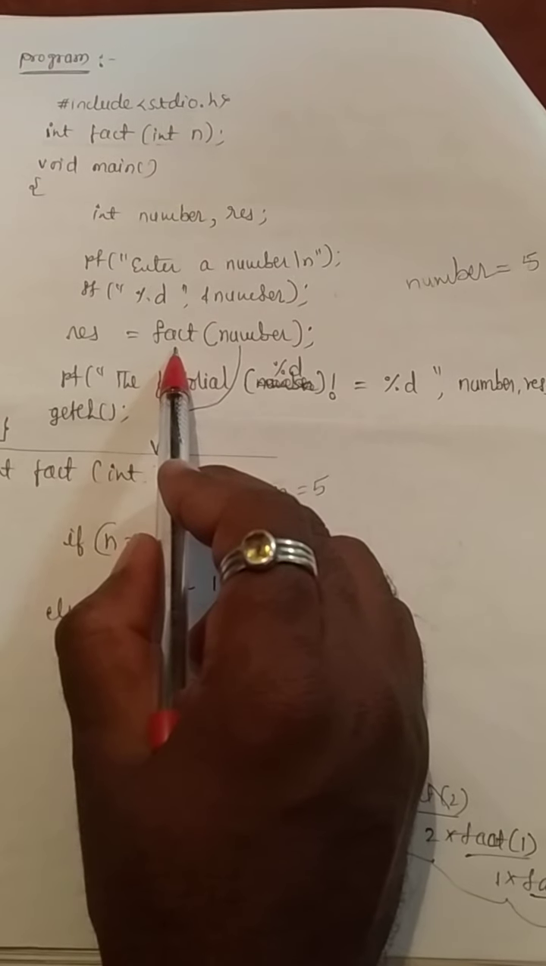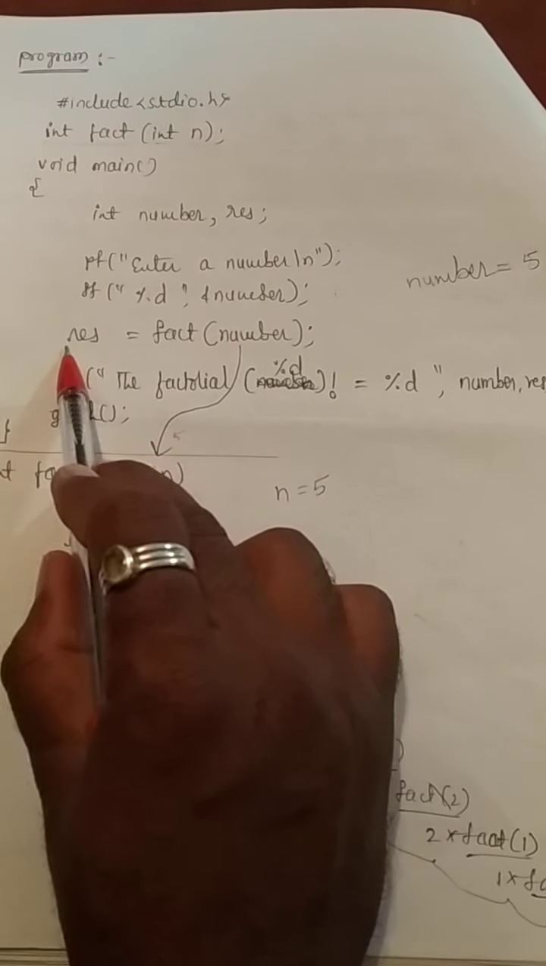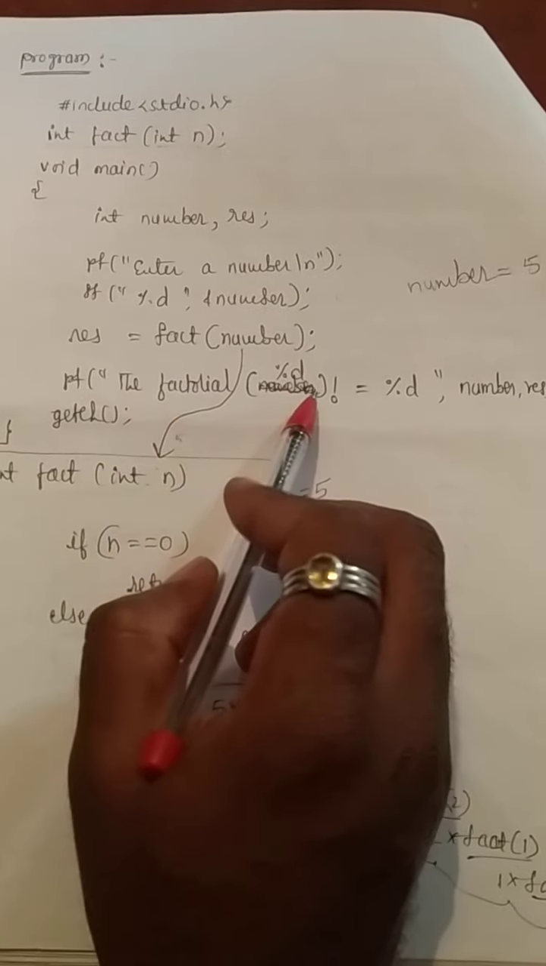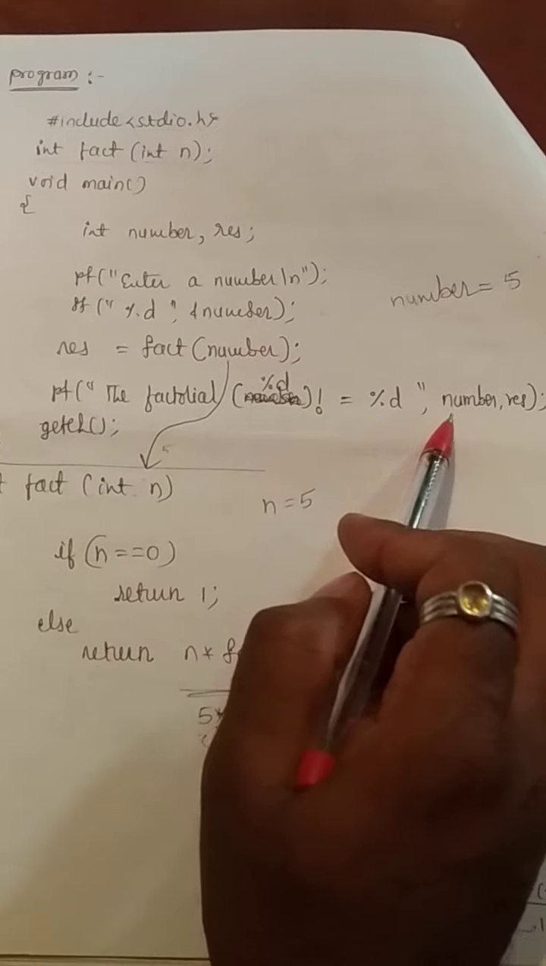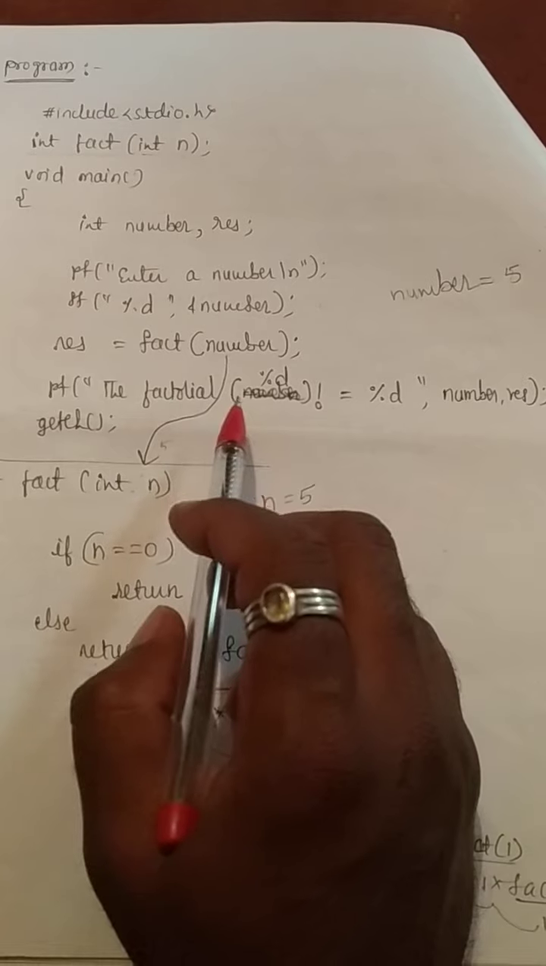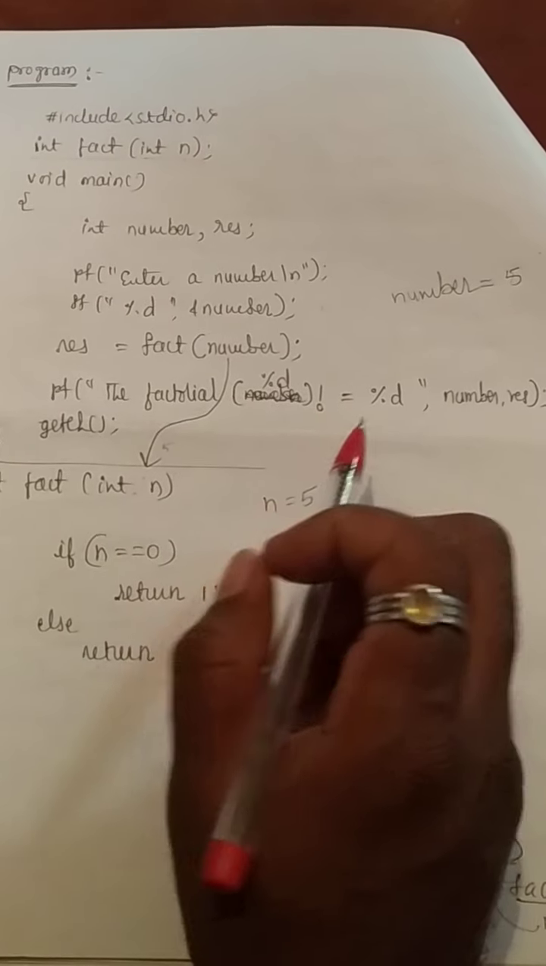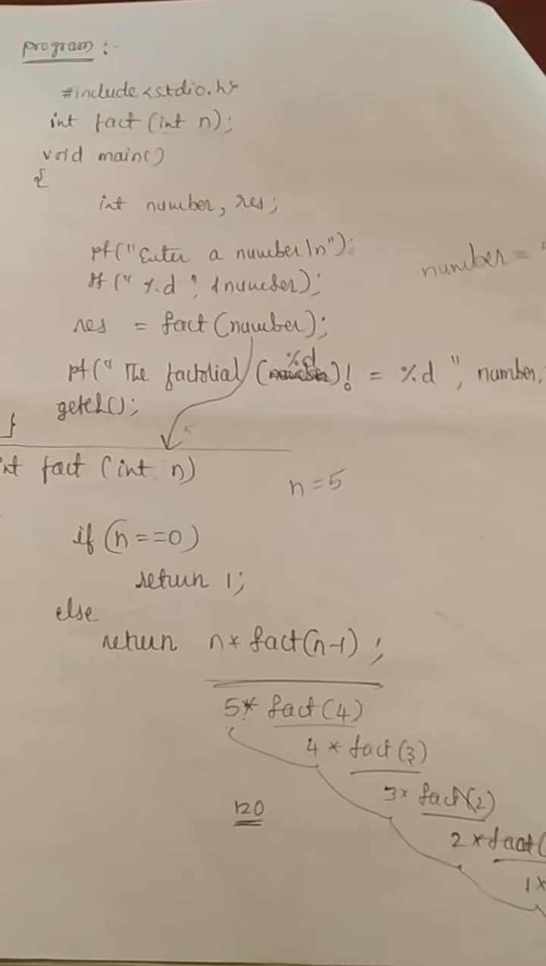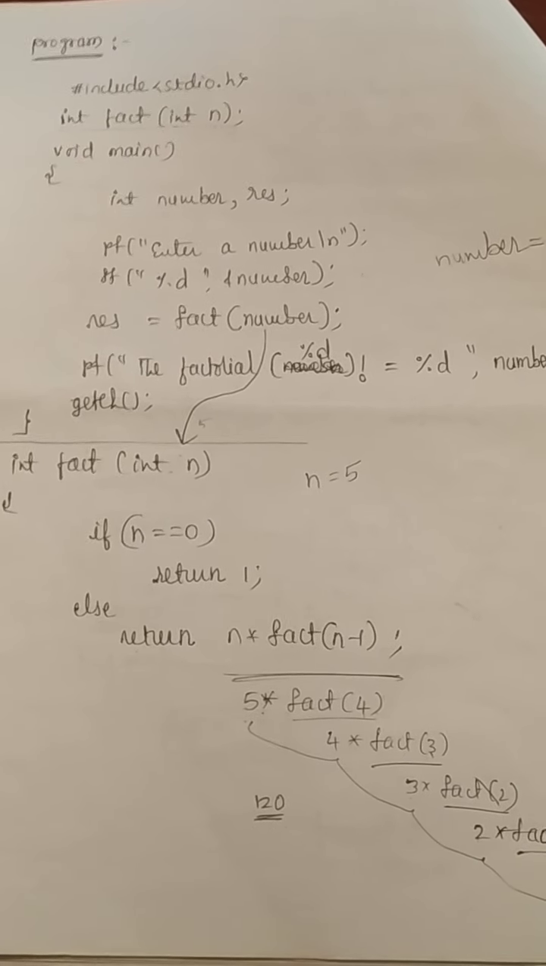Now this function receives 120, right? That is going to be stored in the res variable. Then print it. The factorial of the number is equal to this much. Number and res. So you are going to see the output on the screen, 120. Thank you. This is what? The factorial of a given number using recursion.